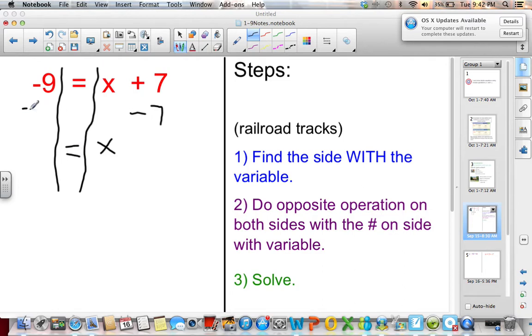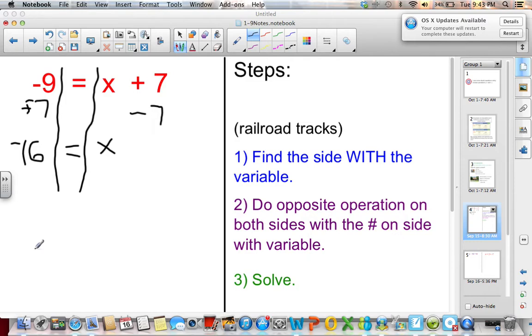And over here then we're going to subtract 7. So negative 9 minus 7. Negative 9, we can do chop minus, same sign, so we add them together. We get 16, and then we keep the sign. So x equals negative 16.